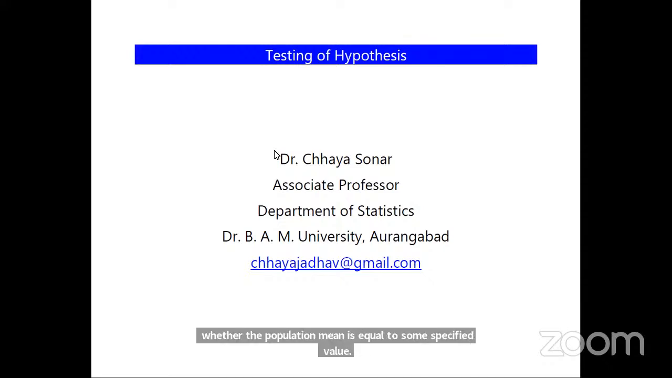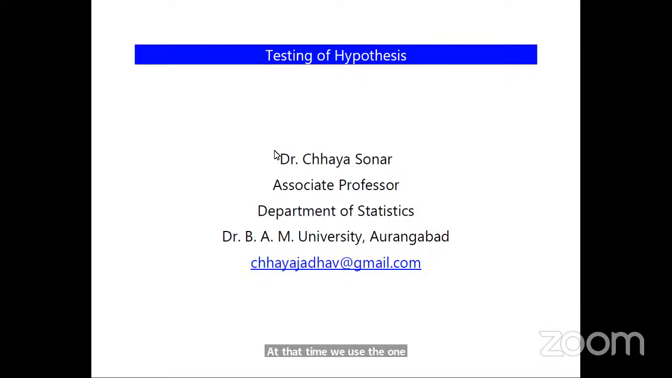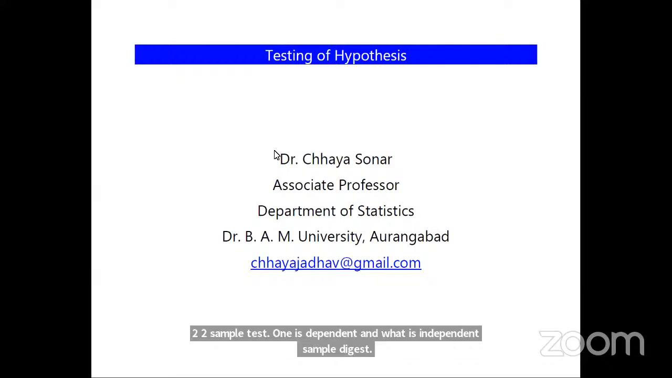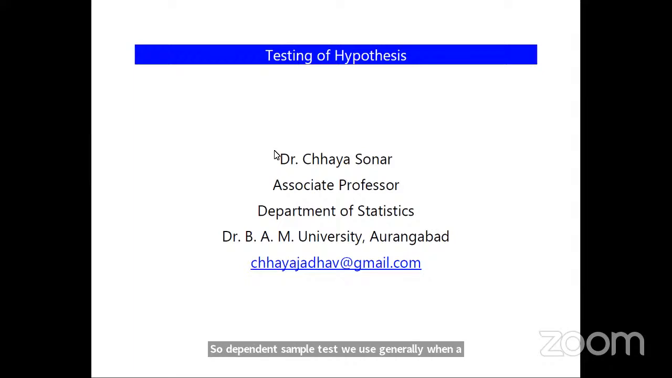Then there are two sample t-tests. One is the dependent and one is the independent sample t-test. We use the dependent sample t-test generally when our groups are correlated, for example, scores before training and after training. And the independent sample t-test is used when we have independent groups, right?